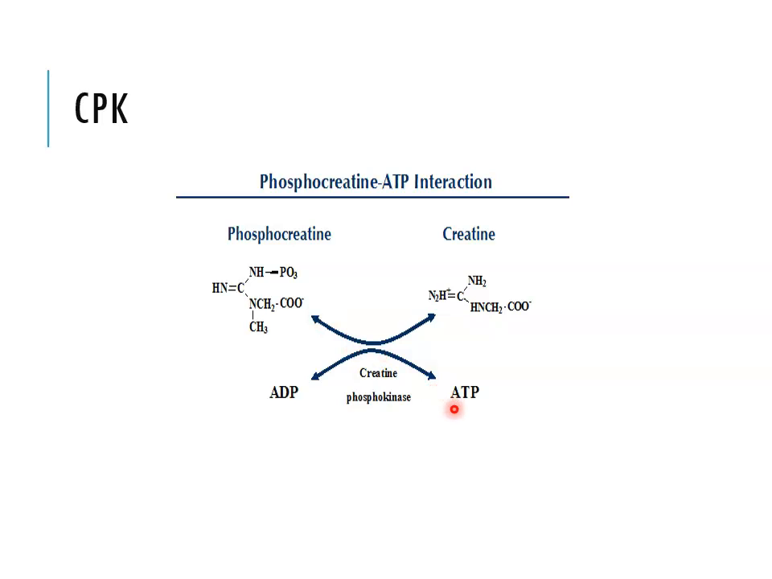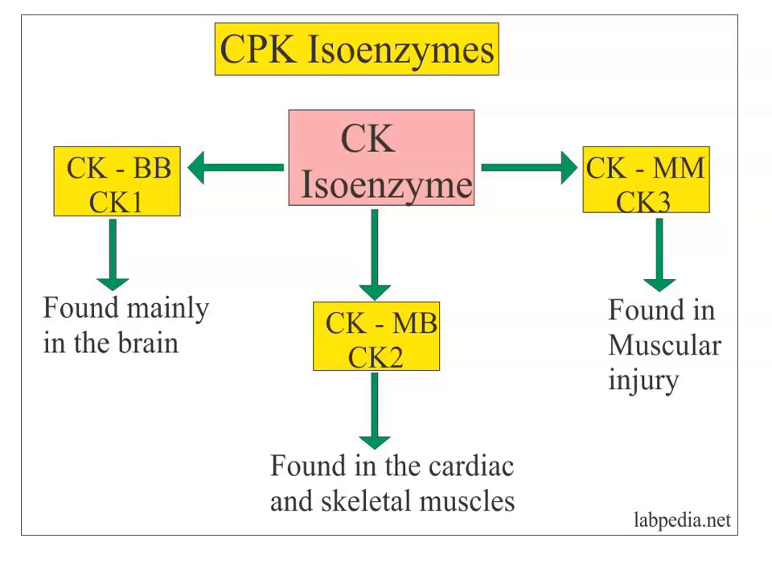It can occur in both the directions. When the ATP levels are low, creatine phosphate donates its phosphate group to ADP and produces ATP and creatine. When ATP levels are high, phosphate group is donated from ATP to creatine in order to produce phosphocreatine. Creatine phosphokinase is also referred to as creatine kinase. CPK has 3 isoenzymes. What are isoenzymes? Isoenzymes are the enzymes which differ in their structure but they catalyze the same reaction.